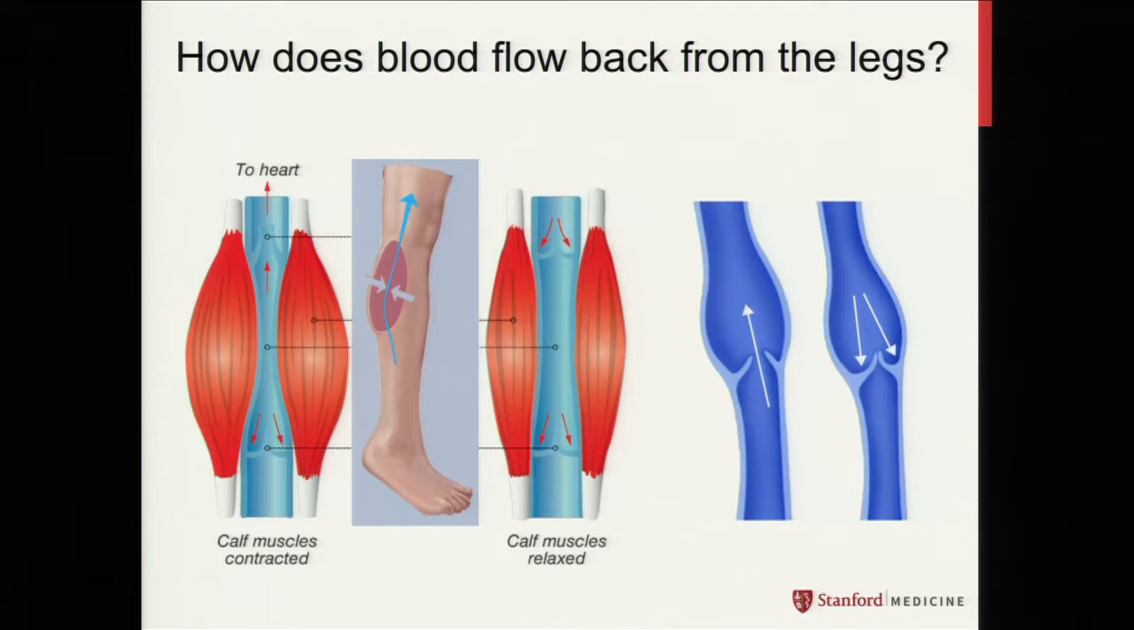But how does the blood keep going the right direction? Well, our veins have valves, but they're one-way valves. So if the blood is pumped up, it will let the blood flow. However, the valves will close when the blood tries to go the wrong way. So it keeps the blood going in one direction. It's one-way valves.